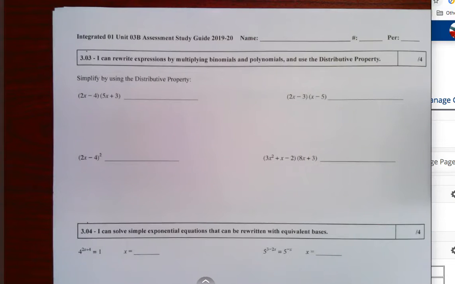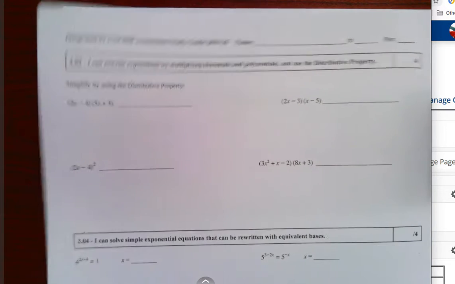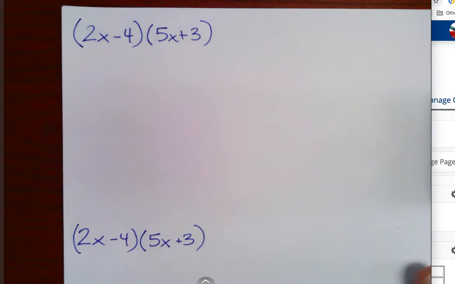3.03, I can rewrite expressions by multiplying binomials and polynomials and use a distributive property. So we've learned two methods to do this. One we called the area model or the box method, and the other way was just by using the distributive property. So this first problem here, I'm going to show it both ways. First way is we're going to use the area model.